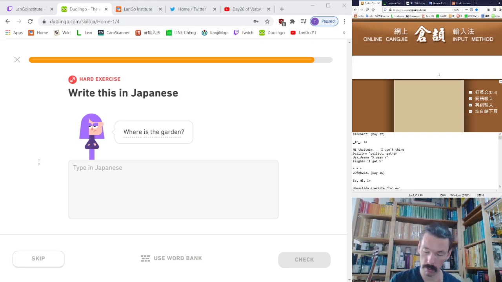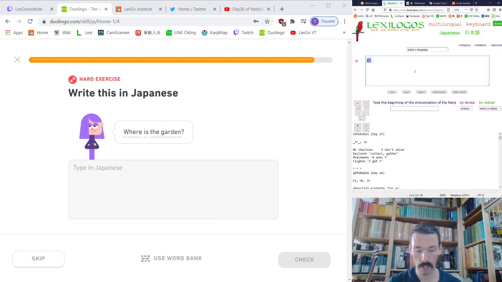Where is the garden? Niwa is going to be written this way. Niwa wa. Niwa, topic marker. Where is it? Doko desu ka? Doko desu ka?